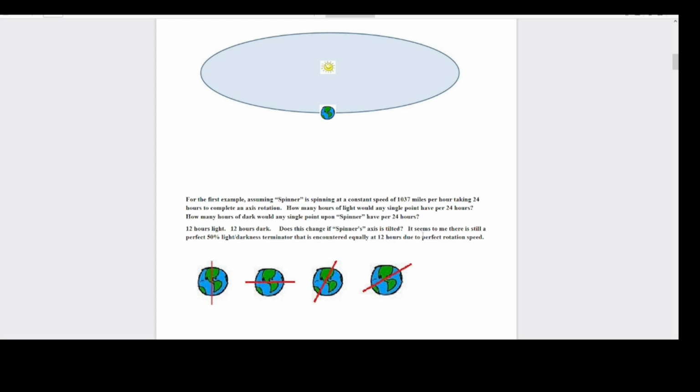It seems to me there is still a perfect 50% light-darkness terminator that is encountered equally at 12 hours due to perfect rotation speed. And this, of course, you can test yourself: shine a light on a ball, and whatever angle you have that light facing the ball, you're always going to get half of the ball, or 50% of the ball, lit up and the rest in shadow or darkness.